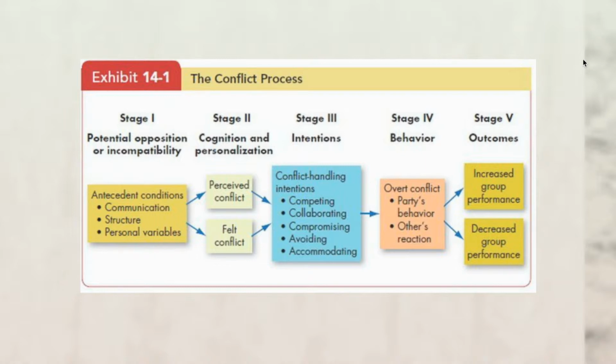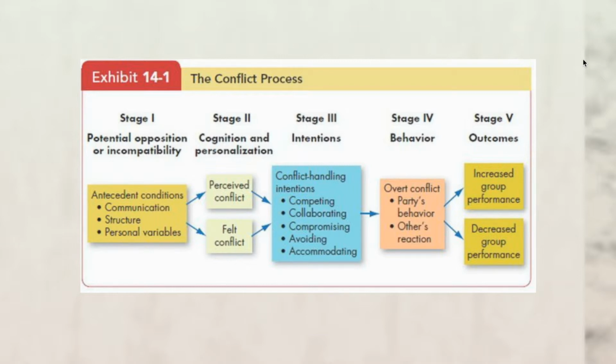So at this point, conflict is happening. One party behaves one way and the other party reacts. And there can be a back and forth that goes on just in one round or many rounds. I'm sure you can think of an example of conflict that's occurred over many rounds of one party's behavior and the other party's reaction.